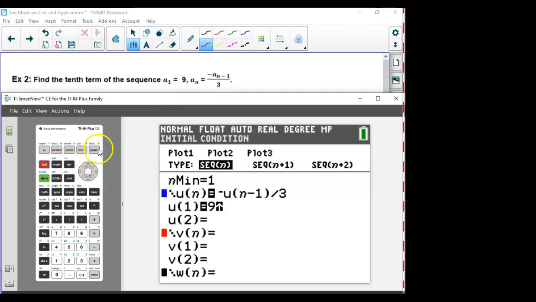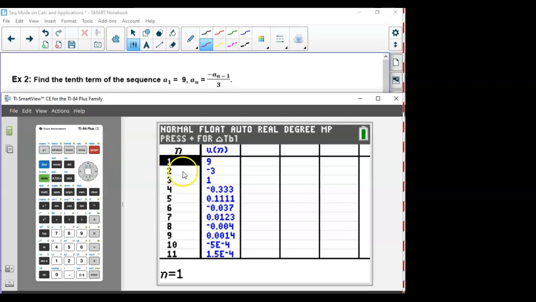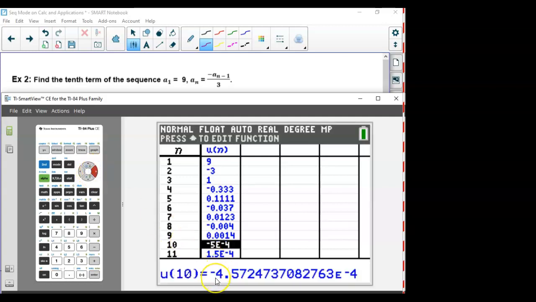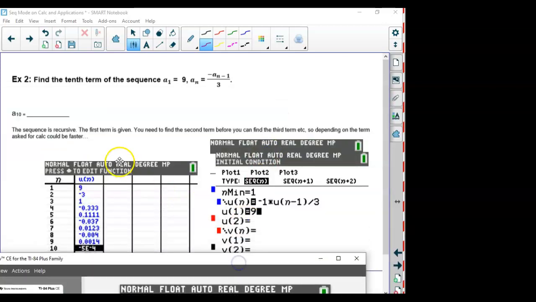So now if you go to second graph, it should start with 9. And then basically this is saying divide by -3, divide by -3, divide by -3. Now, the 10th term is disgusting. If you go down here to term 10 and over, it will tell you it's -0.000457. I don't know why I made that such an awful example. Okay? So I wouldn't worry about what it comes out, but that's how you type in one that's recursive.